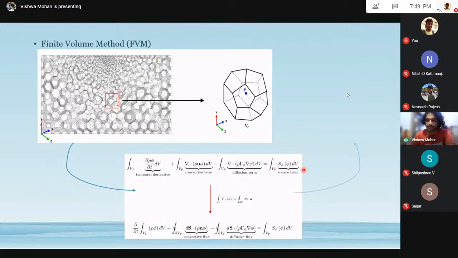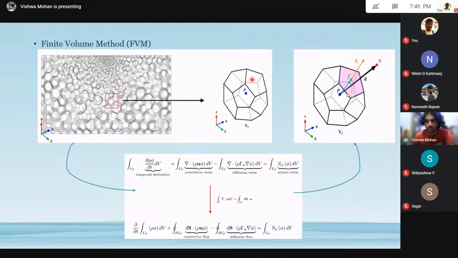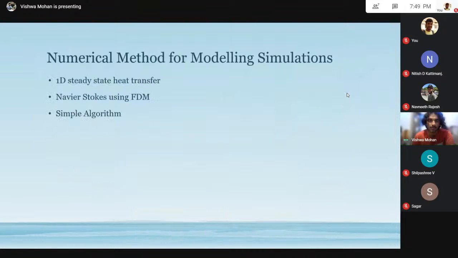So what happens is basically the dependent fields in this limited volume are actually solved on the surface. Suppose this is a velocity field, you just solve it on the surface, and you get it for the entire volume. That's the beauty of Gauss theorem. So again, numerical methods for modeling.